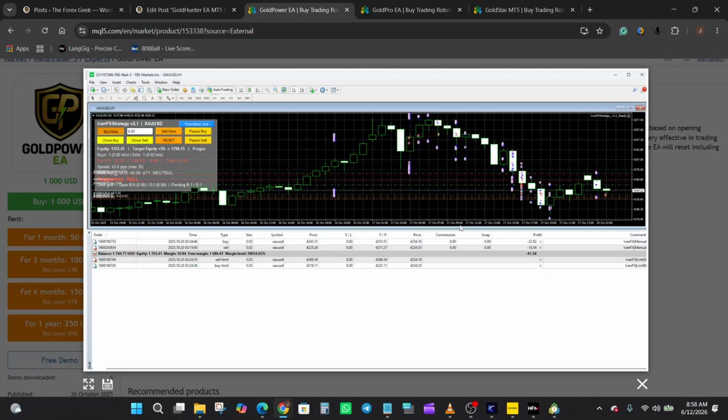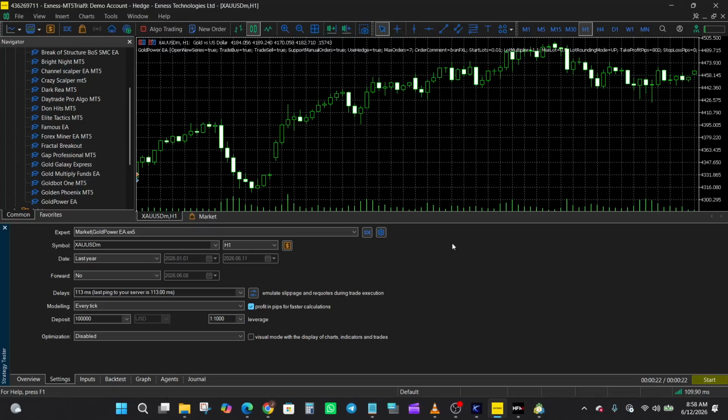But we're just going to go over to our strategy tester so that we can also see how the EA performs in real market conditions. Okay, even though this is historical market conditions anyways, we are going to be testing the GoldPower EA on XAU USD on the H1 time frame. We want to see how the EA performed this year, 2026. All right, so as at the time of recording, this is June 2026, so I'm testing from the beginning of 2026 till date. And for the delays, we are using the last ping to the server, and we're using the every tick modeling.